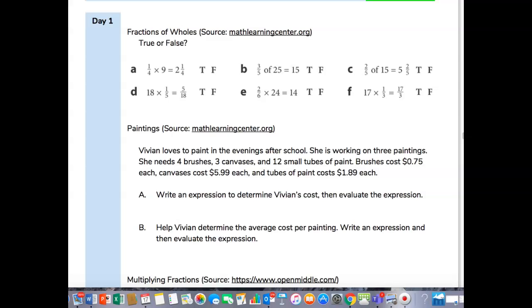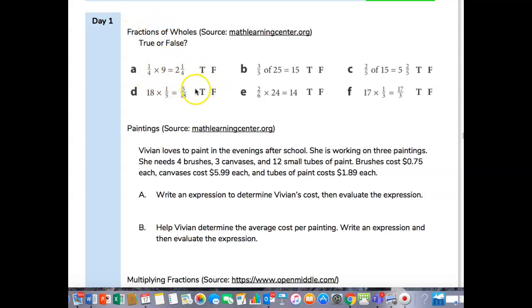It is Tuesday, May 19th, and we just have a couple weeks of school left, 10 days actually to be exact: this week, next week, and then 2 the following week. All right, so we're going to finish strong. We are on week 3, day 1. On this, fractions of wholes, you have to mark or circle true or false.